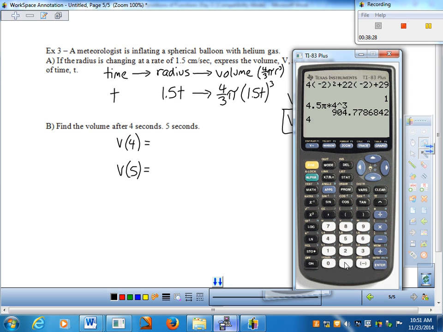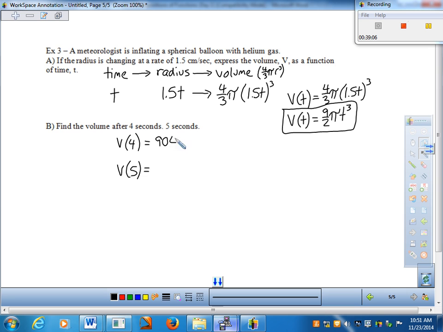And I'll do the same thing just quickly with the 5 seconds as well, just so we can bring this to a conclusion for you. And 1,767 cubic centimeters. All right, perfect. So let's get those in play. 904.78 roughly cubic centimeters, 1,767.15 cubic centimeters. If you notice, and we've had this discussion before when we've worked with functions, this composition is nothing more than substitution. This replaces the r of that function right there.